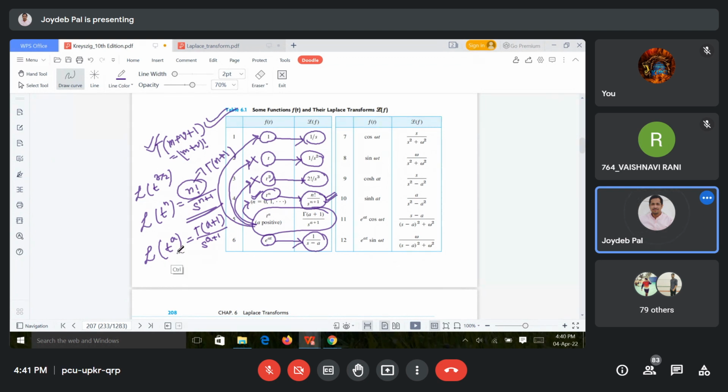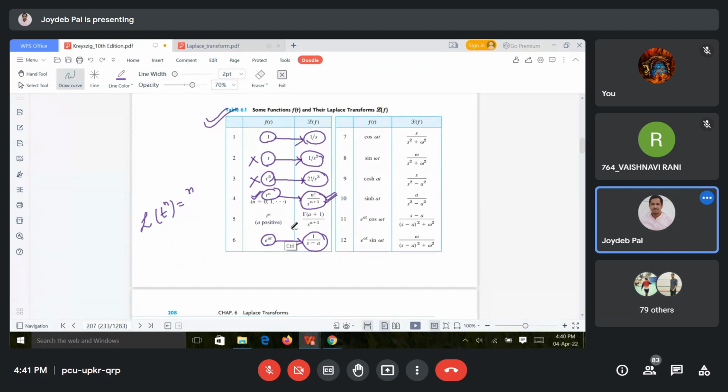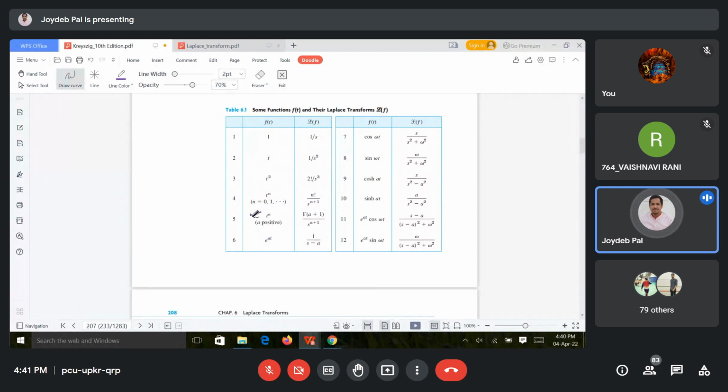So if you remember just this formula, the Laplace transform of t to the power a is gamma a plus 1 divided by s to the power a plus 1.